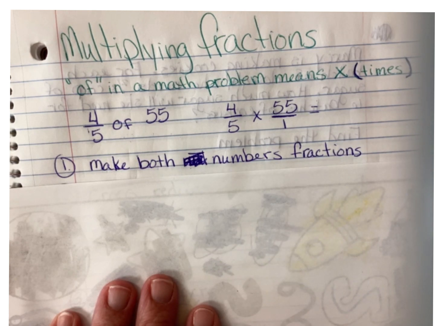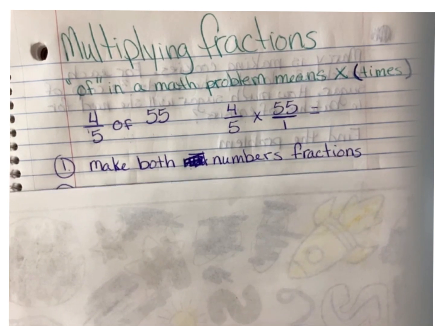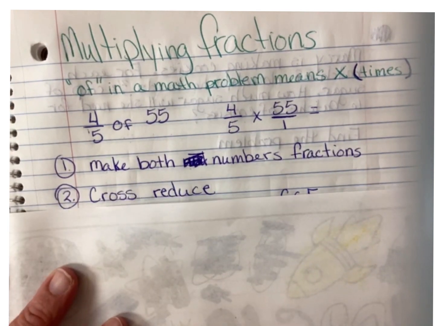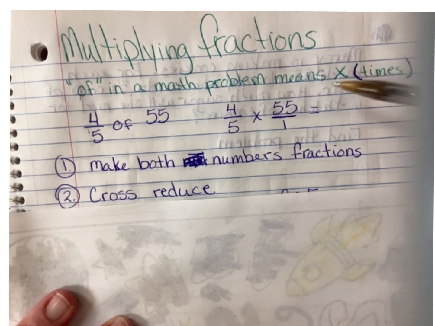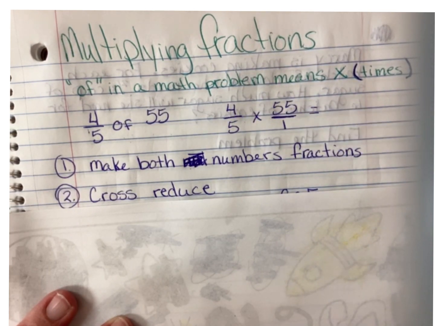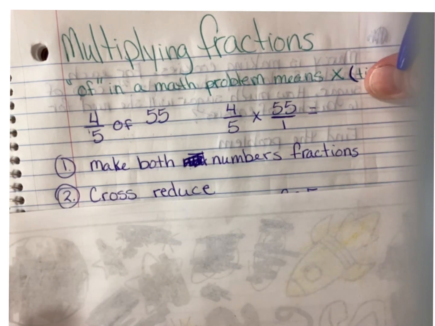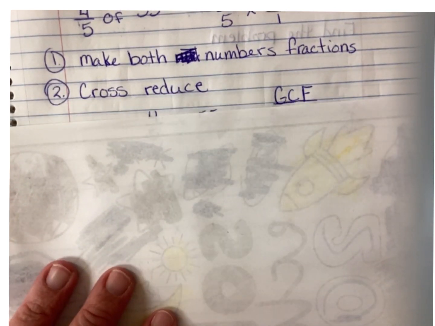So, the next step, make sure you have this written down. Remember, you can pause if you need to. The next step is we're going to do something called cross-reduce, which is something you probably haven't heard of before. This is brand new. When we have fractions like this, we can make these numbers smaller if they have numbers that get along. How are we going to do this? We are going to use something we have already used before. It's called GCF.